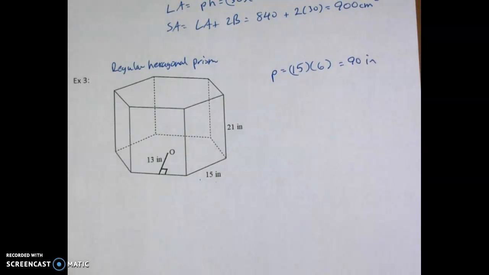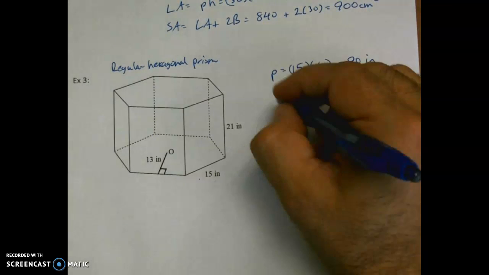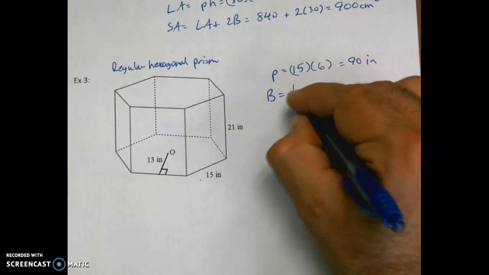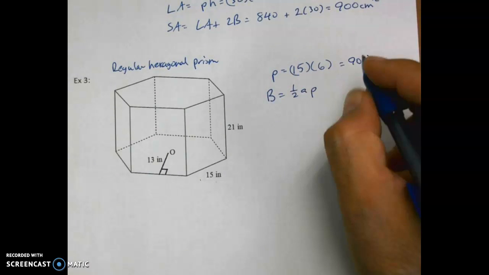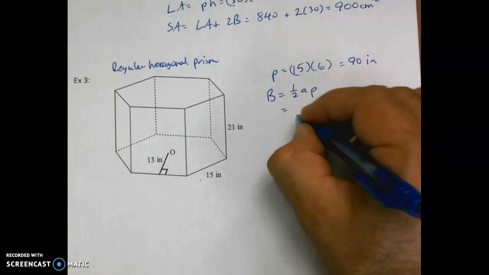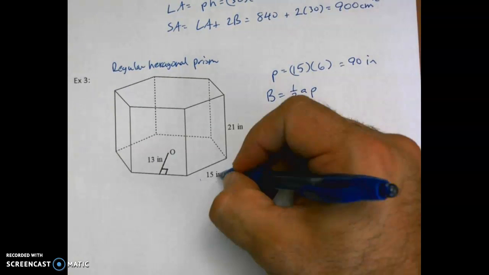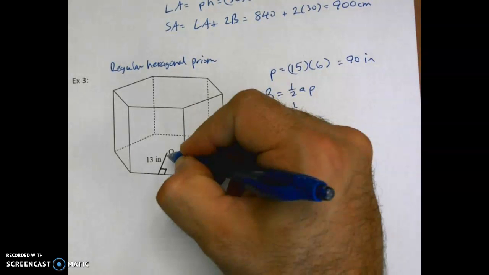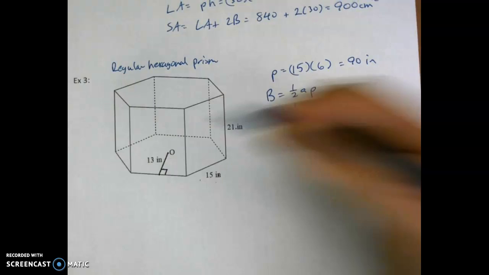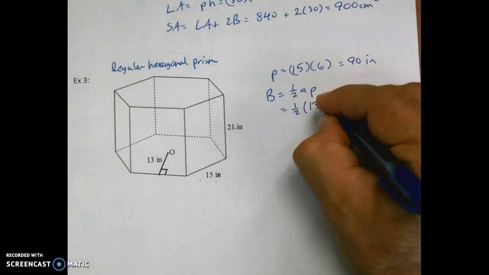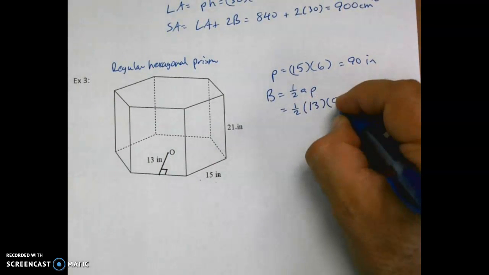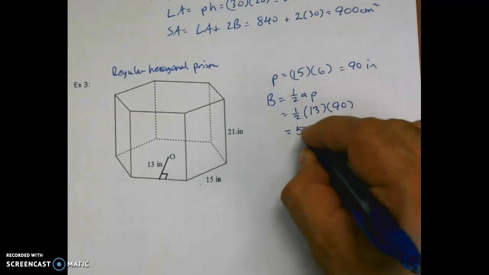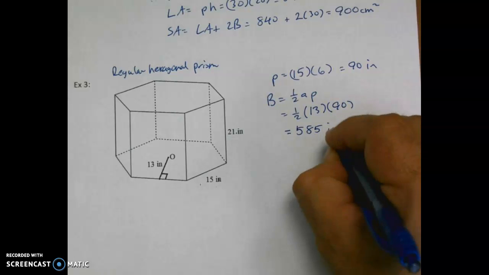Okay? Now for the base, we have to use our apothem formula, which is 1/2 AP. I just calculated P, but I need to find the A. Well, I know it's not 15. Is it 21 or is it 13? Remember, apothem is the distance from the center to the side, perpendicular. So apothem is 13, and perimeter is 90. So our area here is going to be 585, and that would be square inches.